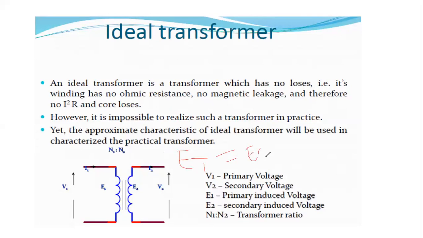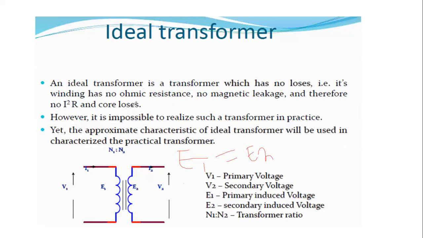E1 is equal to E2. What is meant by E1? EMF induced in the primary winding. What is E2? EMF induced in the secondary winding. In the ideal transformer, both the induced EMFs in the primary and secondary are equal. Why? Because there are no losses.